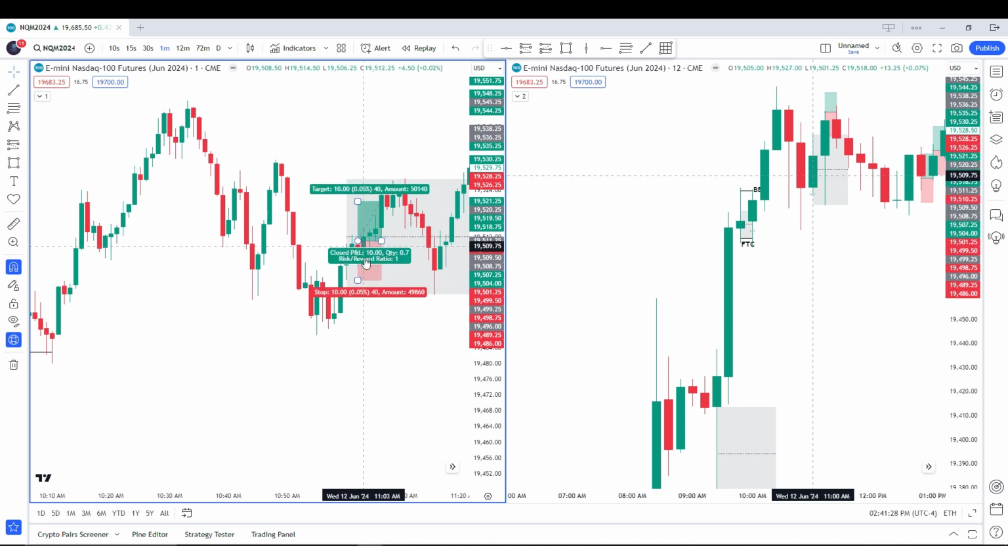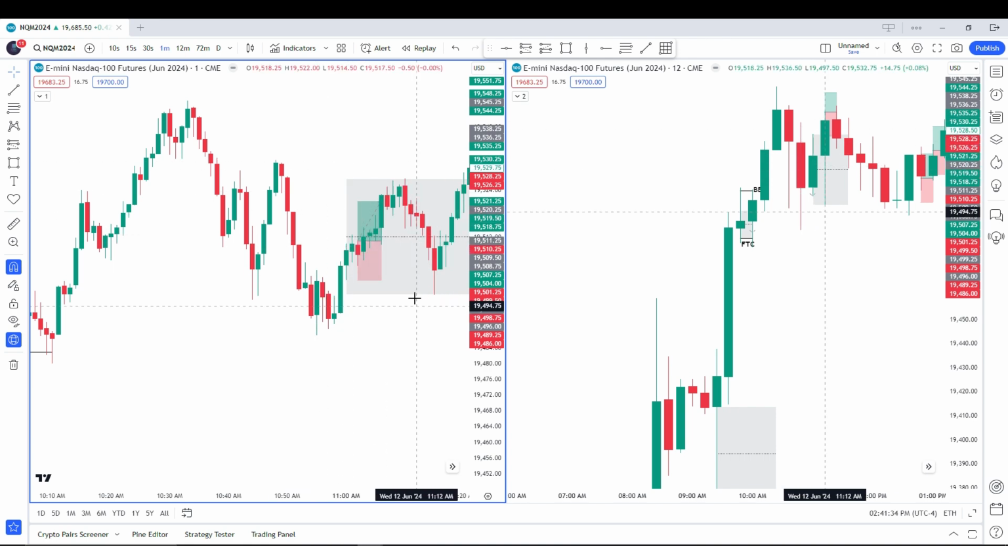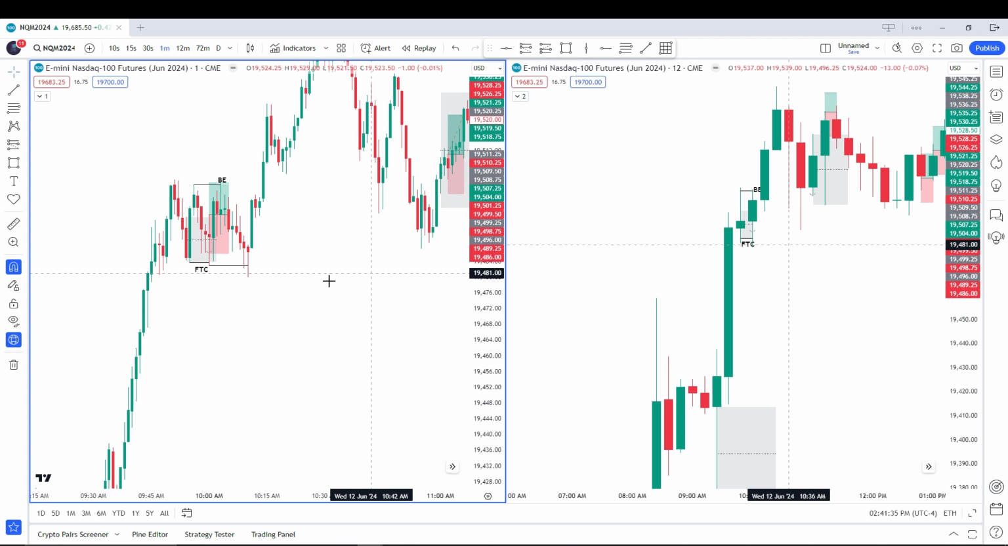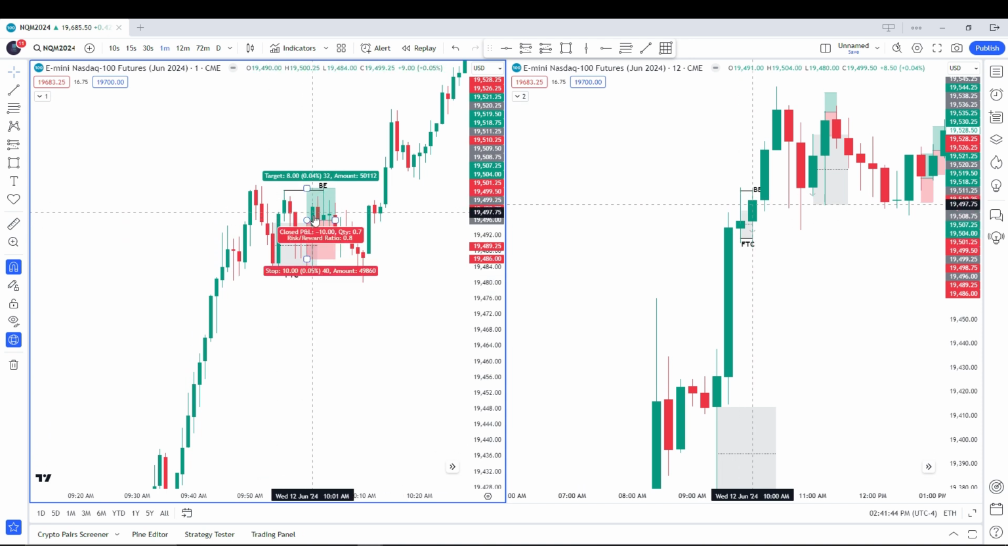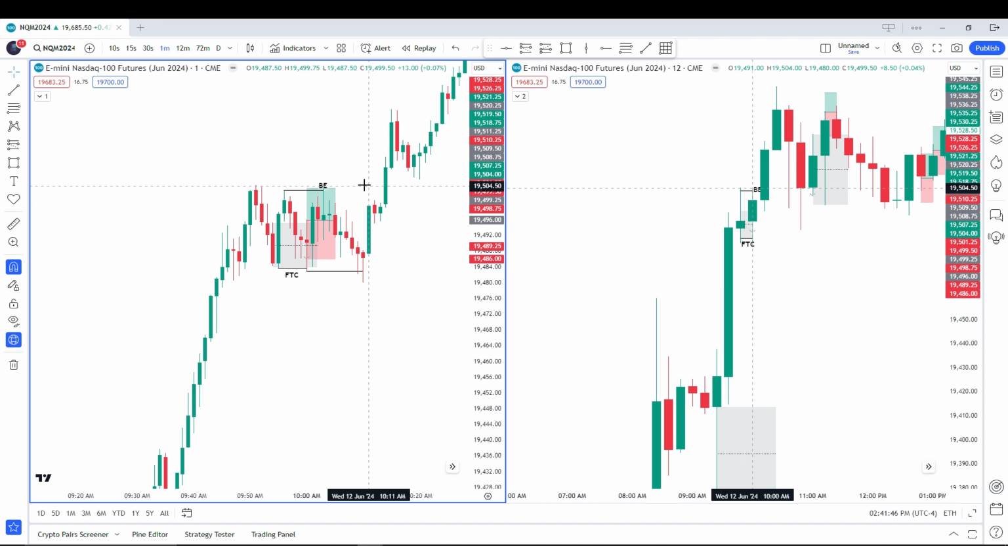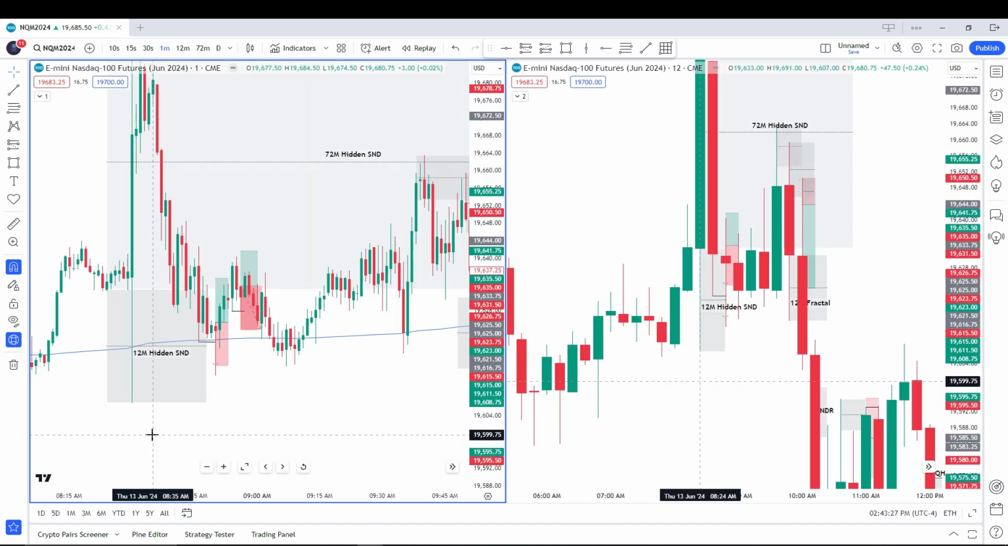There was another 1 minute CSS over here. It wasn't the cleanest. I did not partake in this, so I'm not even going to bother really going over it. But these are kind of the ones to look for, these failed closes in 12-minute POIs aligned with 72-minute POIs with a 1 minute CSS.